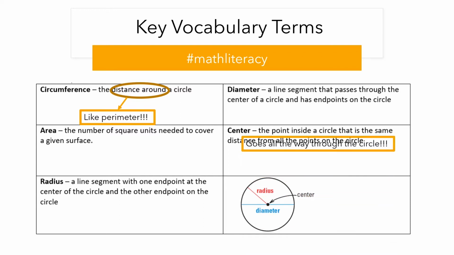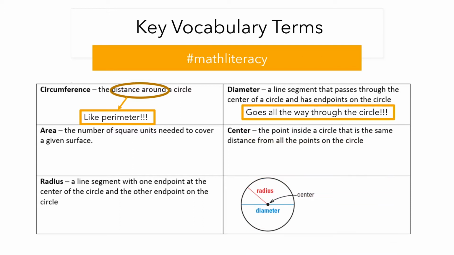The diameter. The diameter is a line segment that passes through the center of a circle and has endpoints on the circle. So an easy way to think of that, it goes all the way through the center of the circle. The area. The area is the number of square units needed to cover a surface. So think about it as the space inside the circle.